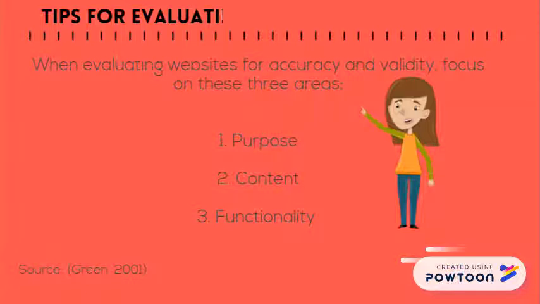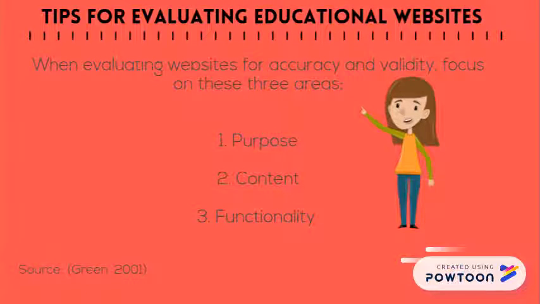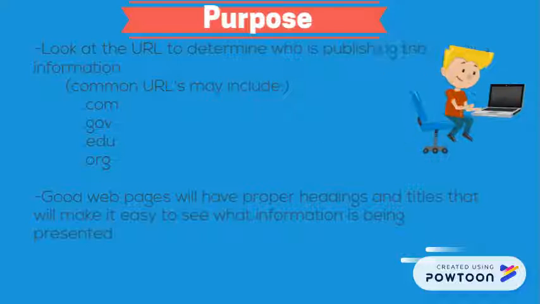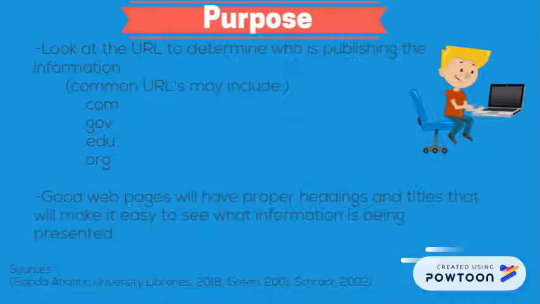Tips and strategies for evaluating educational websites. When evaluating websites for accuracy and validity, focus on these three areas: purpose, content, and functionality. When looking at the purpose of a web page, begin by looking at the URL to determine who is publishing the information. Some common ones you may see are .com, .gov, .edu, and .org. These will help tell you who is actually presenting you the information.